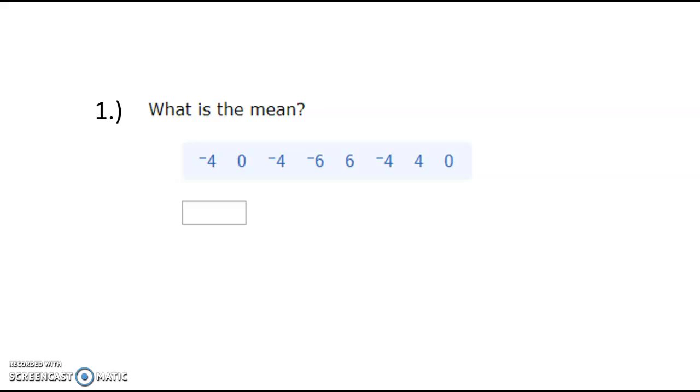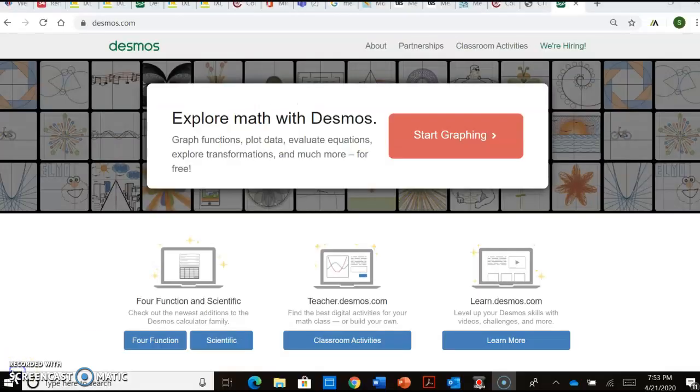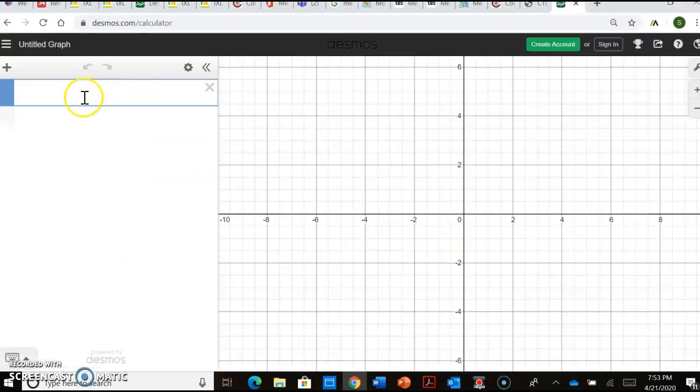We're going to go over a couple of examples of how to calculate the mean and the median using Desmos.com. The first example asks us to find the mean of -4, 0, -4, -6, 6, -4, 4, and 0. We're going to be using Desmos.com to solve this problem. You go to Desmos, and in the left side of the screen, you're going to click on the plus sign, and we're going to add a table.